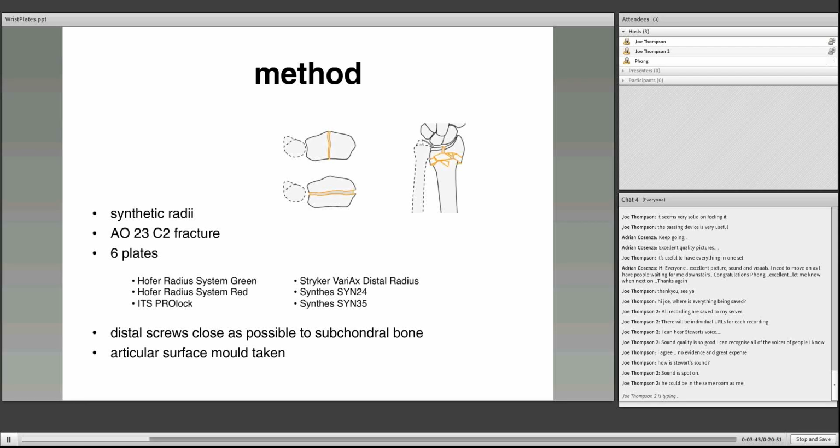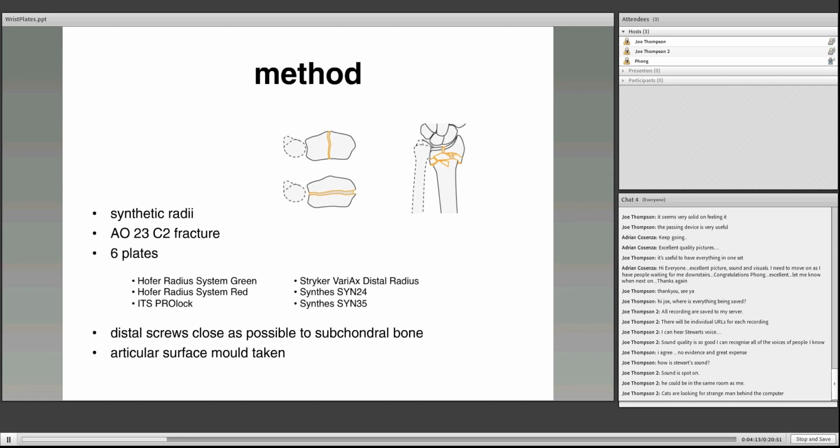The 6 plates used were 2 Hoffer plates, which I had not come across before, a plate called the ITS Prolock, 2 Synthes plates, being the SYN35 with 3 3.5mm screws distally, the SYN24 with 5 2.4mm screws distally, and the Stryker Variax distal radius system, which we all know very well.